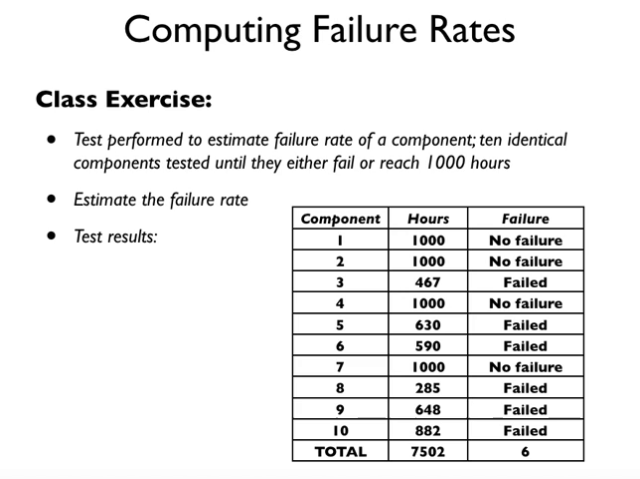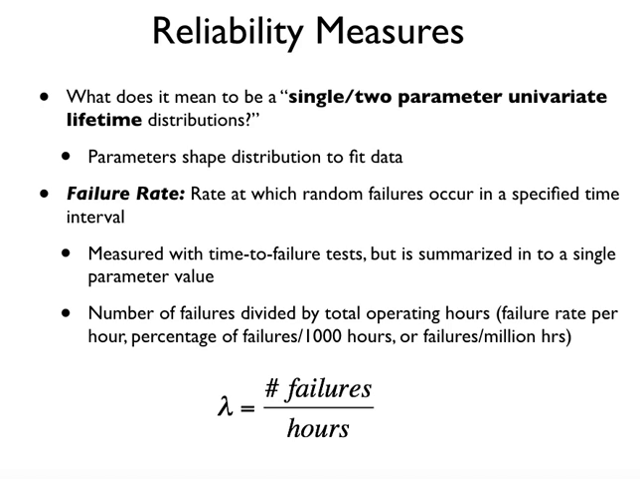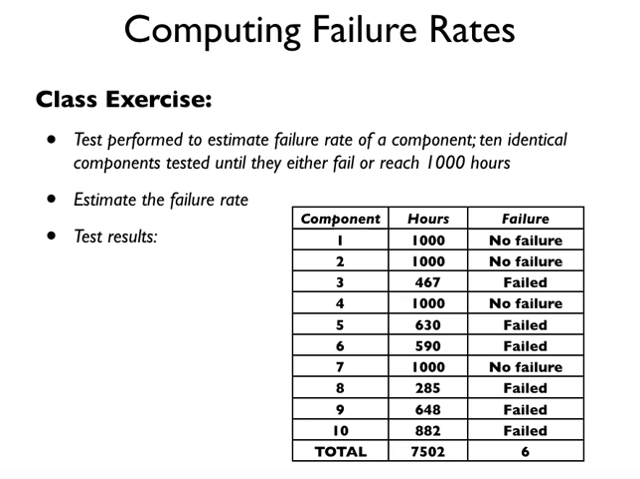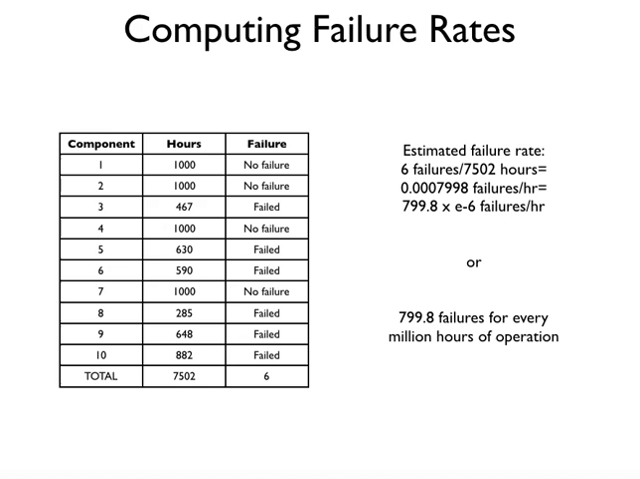So think for a second about how you would quantify, based on this definition of lambda, the number of failures over the number of hours. I'm not going to give too much time on this, but what it comes out to be is you add up the number of failures, which is six, and then you add up the number of hours that those parts were being tested successfully, and by dividing those, you get the failure rate, which is shown in the top right area.